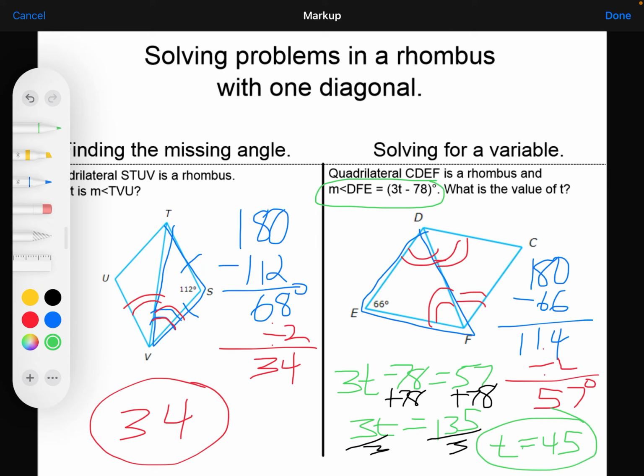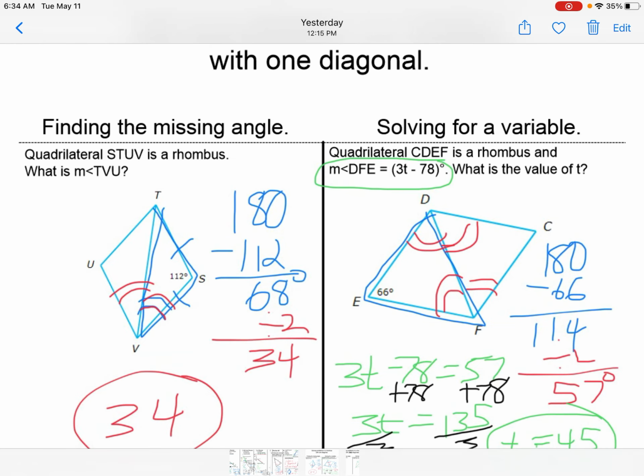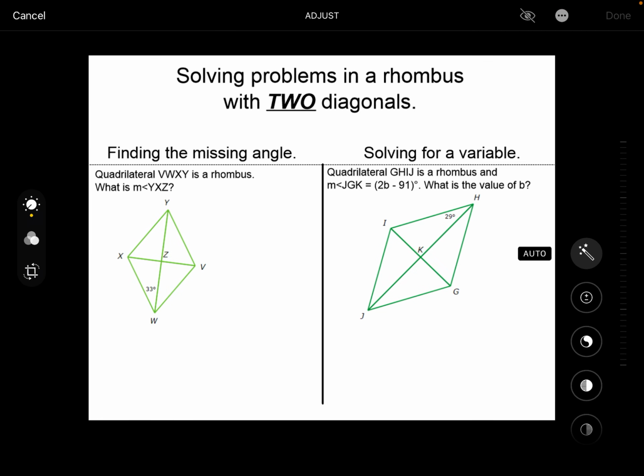And I am looking to post those notes here after the Edpuzzle video. That should be the completed part. All right. Final page of notes coming up here. Instead of just one diagonal, what do you do if you have two diagonals?